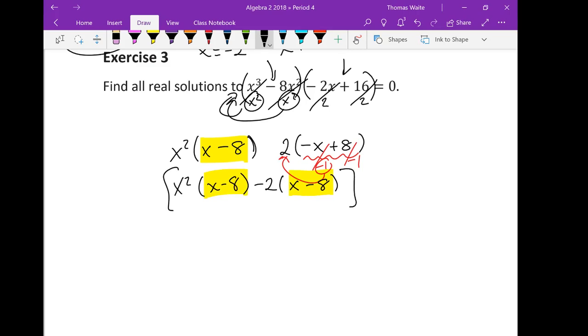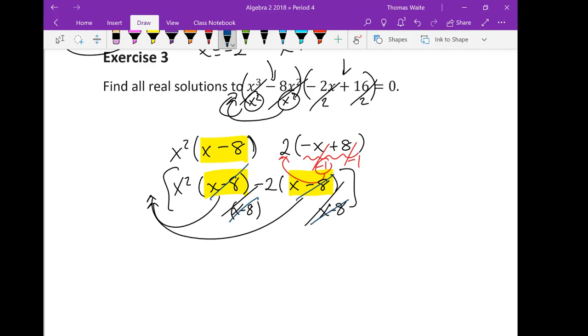We want to undistribute. We want to imagine we're pulling this factor out. So we're going to divide it out of these two terms. It's going to cancel, cancel, cancel, cancel. We're going to get left with x minus 8 times x squared was left over from the first term and negative 2. And this is all still equal to 0. It's always been equal to 0.